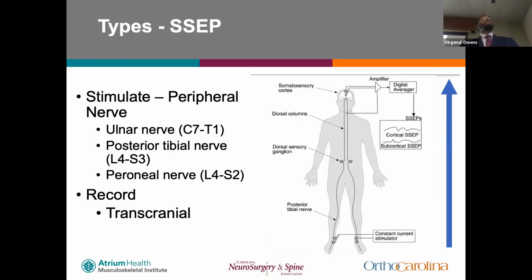So the first type is SSEP, or somatosensory evoked potentials. And the step is to first stimulate a peripheral nerve. Most commonly, the nerves that are stimulated is the ulnar nerve or the posterior tibial nerve. And then you record transcranially.